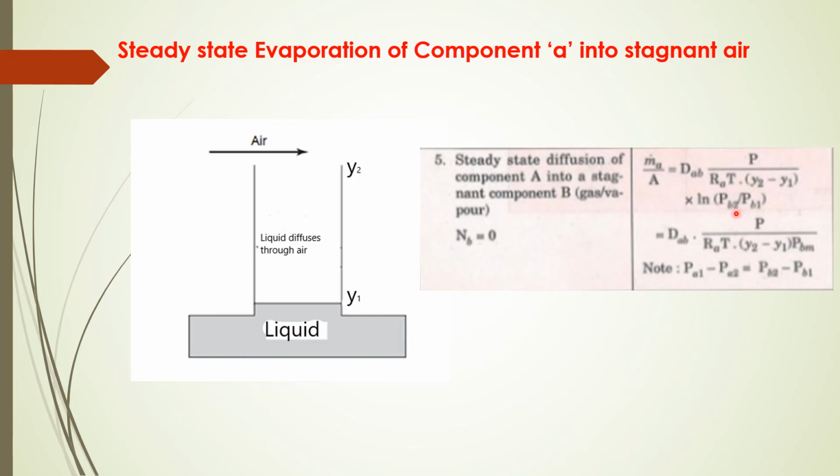What is PB2? B is air. So the partial pressure of air at point 1 is PB1, and the partial pressure of air at the other end is PB2. In most cases, at this end PB2 will be equal to the atmospheric pressure. Only at this end, PB1, we should know what the partial pressure of air is. Okay, so now we will solve the problem.